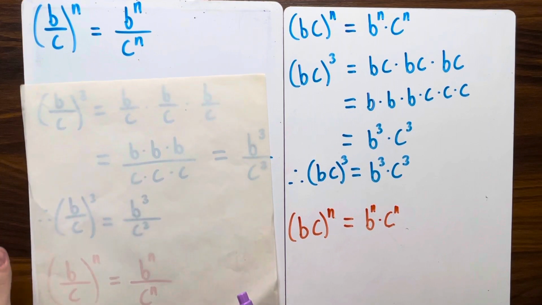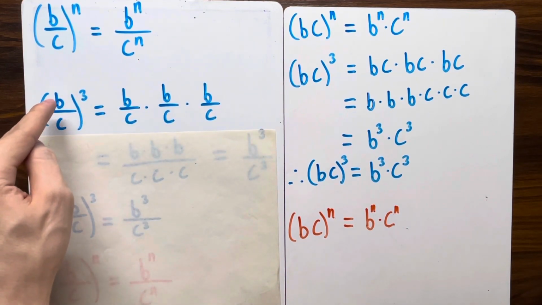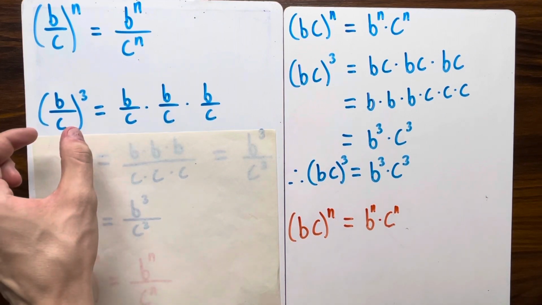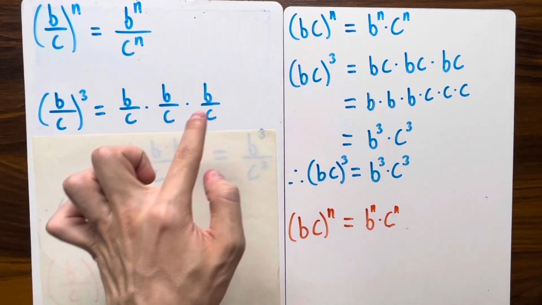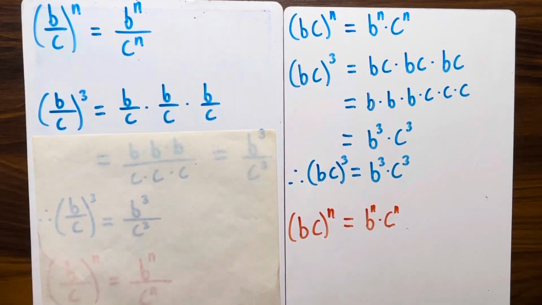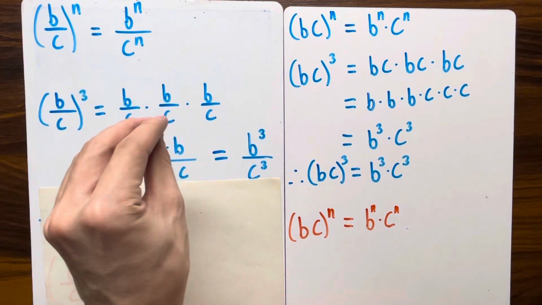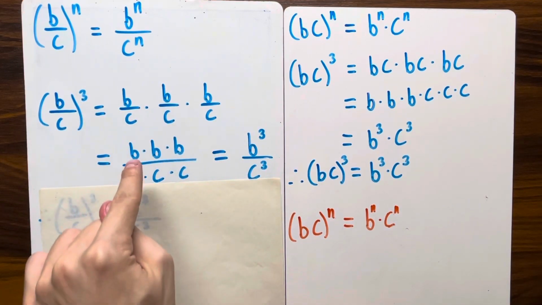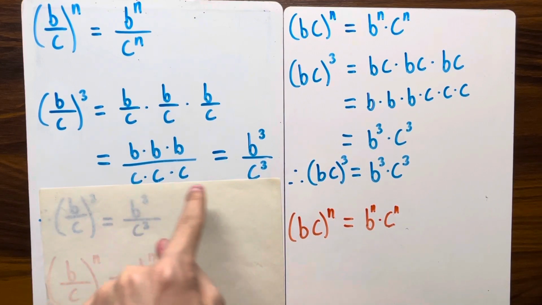To see this, we can look at an example. So let's say we had this example: b divided by c, all cubed. Well, what is this again? Well, this is b divided by c times b divided by c times b divided by c, 3 times. So we have a common denominator of c, so we can just group everything together. And of course, b times b times b is b cubed, just as it was over here. c times c times c is also c cubed.